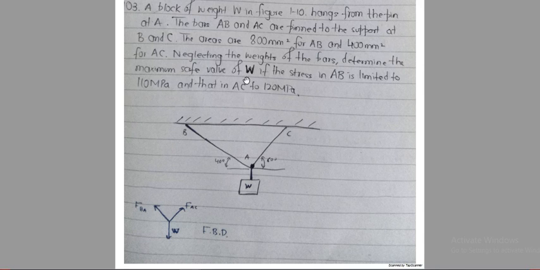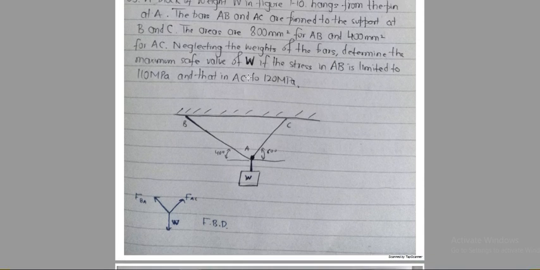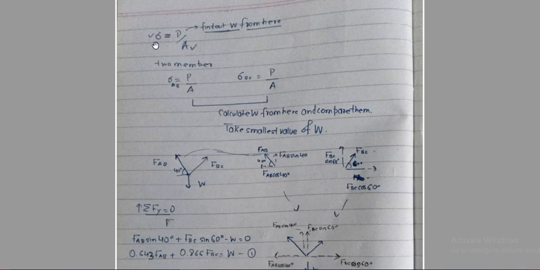Find the maximum safe value of W if the stress in AB is limited to 110 megapascal and that in AC to 120 megapascal. In this question they have given the stresses and they are asking what value of W the bars AB and AC wouldn't fail at. What would be the safest value of W? We have been given sigma AB and sigma AC as well as the areas. The stresses and areas are given. We have to calculate W.